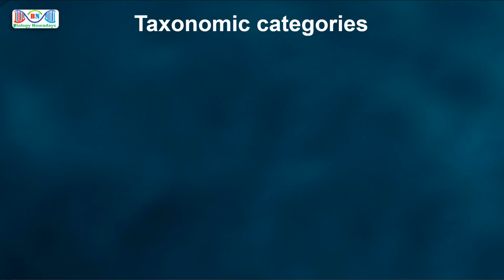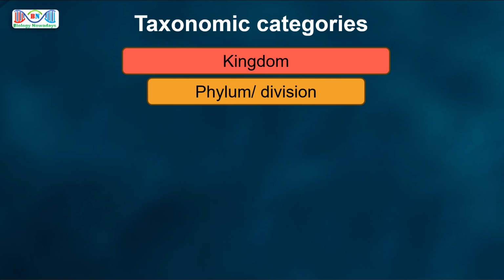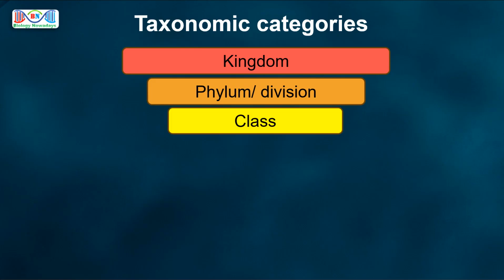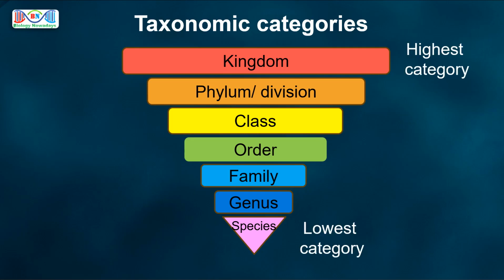Taxonomical studies of all living organisms have led to the development of common categories such as kingdom, phylum in case of animals or division in case of plants, class, order, family, genus, and species. All organisms, including those in the plant and animal kingdoms, have species as the lowest category, whereas kingdom is the highest category. To place an organism in various categories, the basic requirement is the knowledge of characters of an individual or group of organisms. Now let's learn about each category in detail.